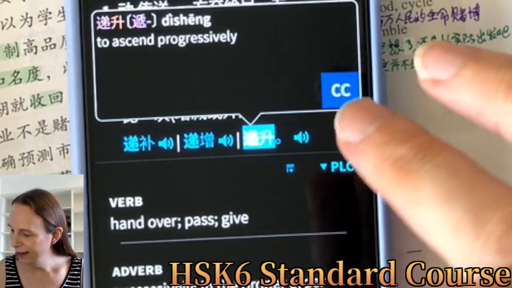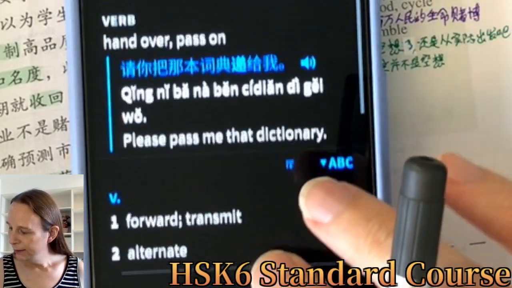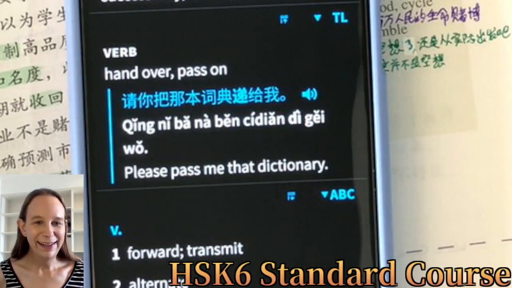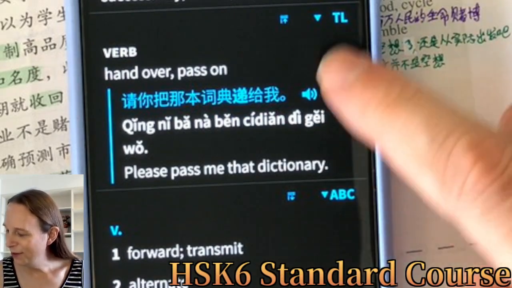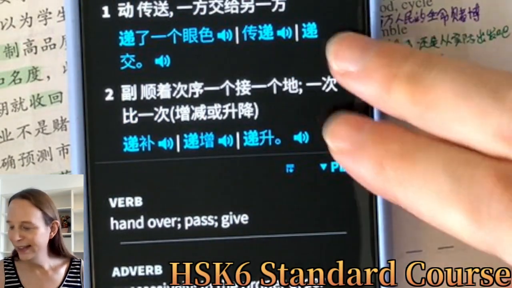Promote to the next rank. Oh, rather than jump ranks, is that right? 请你把那本词典递给我. Yeah. This is the verb meaning to pass. 传递. Yeah, that's the other one. Okay, so there's two different meanings.